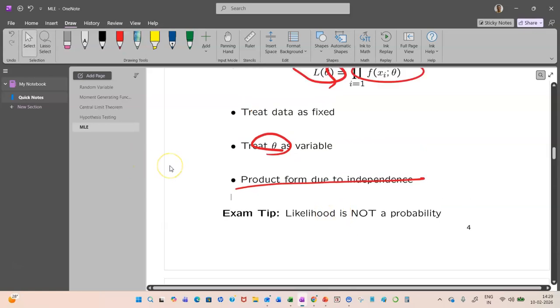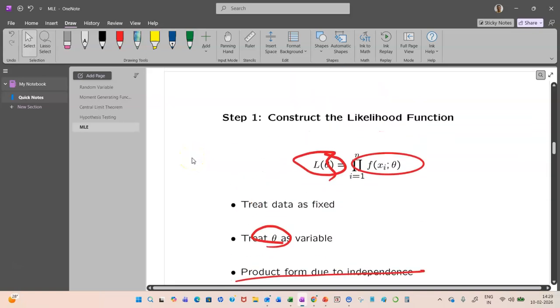Please note that likelihood is not a probability. It's a function of theta. We see it as a function of the parameter. It's the product of the densities, product of the PMFs, that's right, but we treat the xi's as the fixed values.